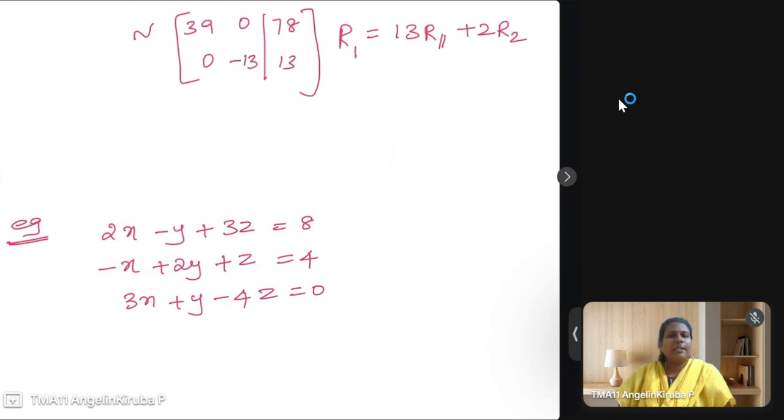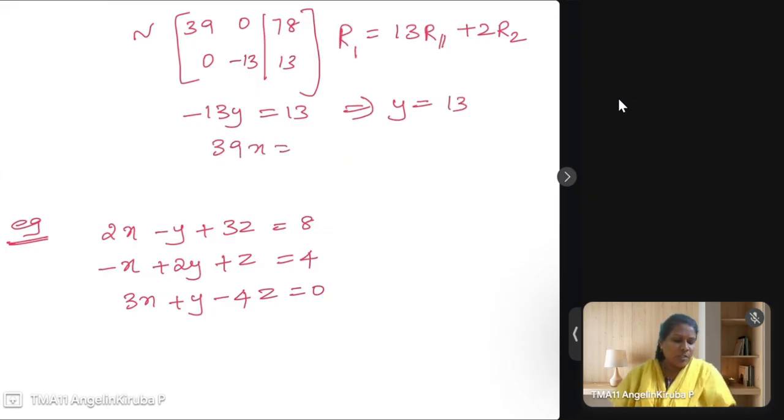So now it comes under the diagonal matrix form. From this we can find the value of x and y. So minus 13y is equal to 13 implies y is equal to 1. Similarly, 39x is equal to 78 implies x is equal to 2. Okay, this is the value of x and y. So this is an example for the Jordan method with two unknowns, x and y. Next we'll see an example for three unknowns.